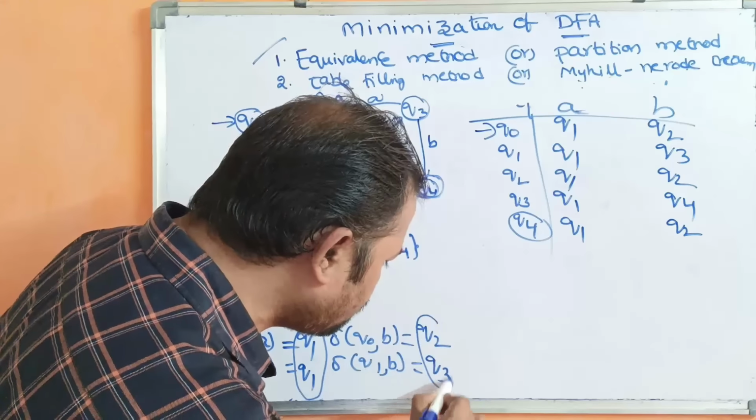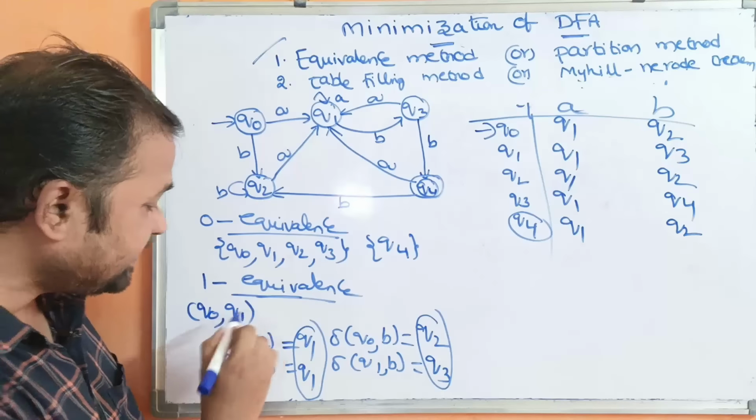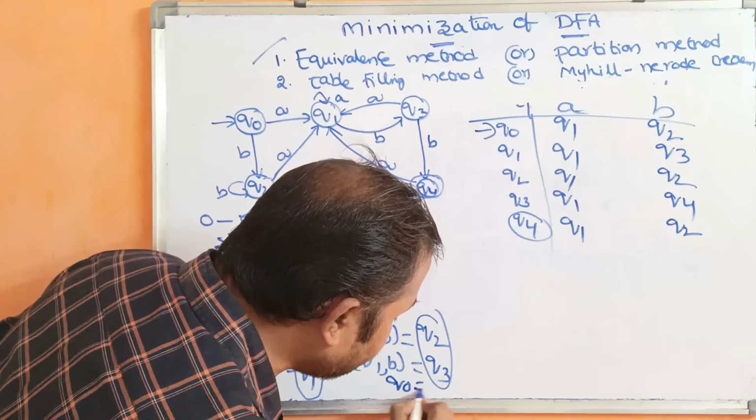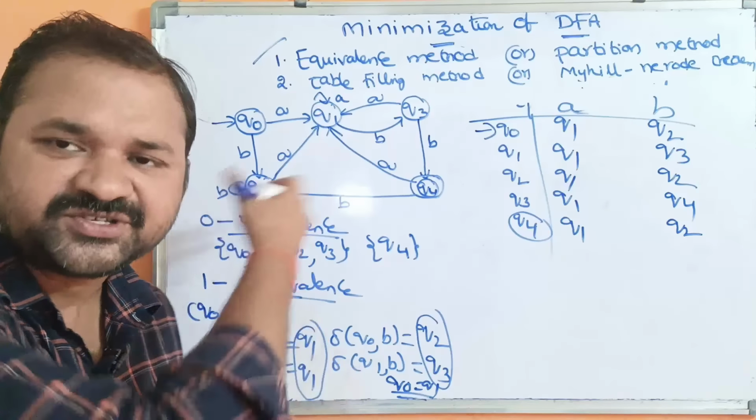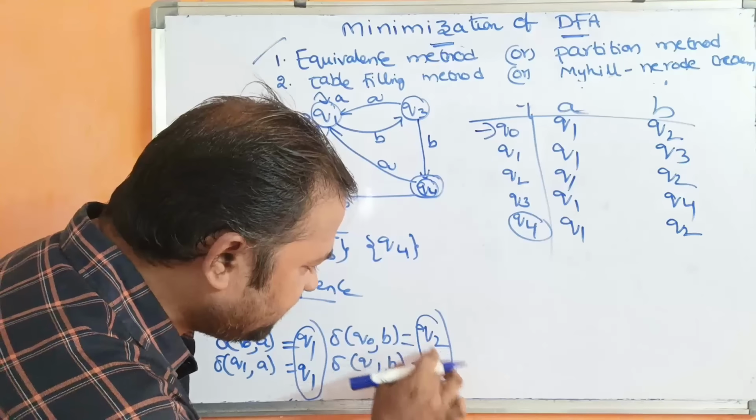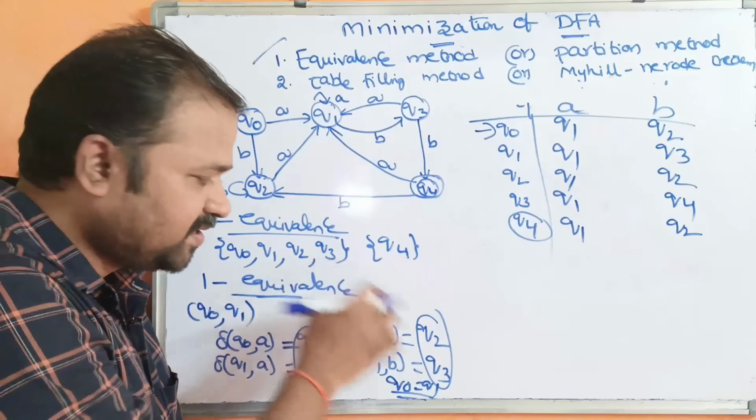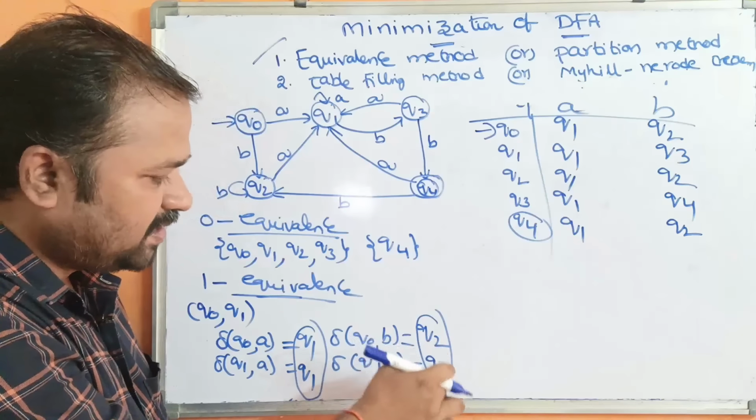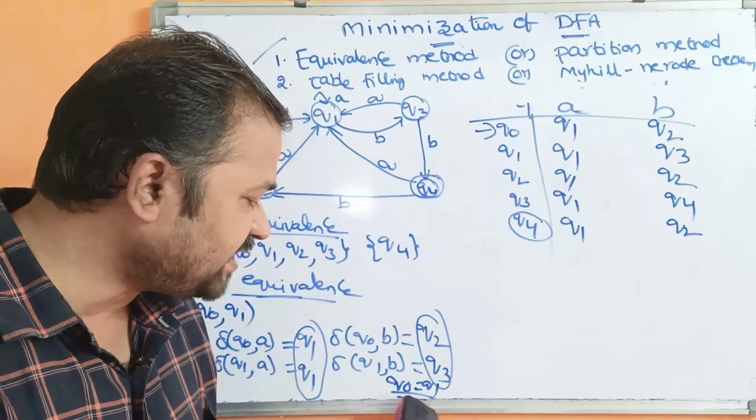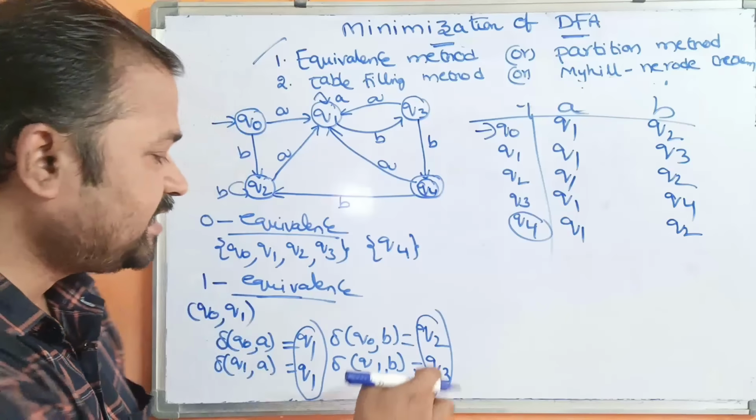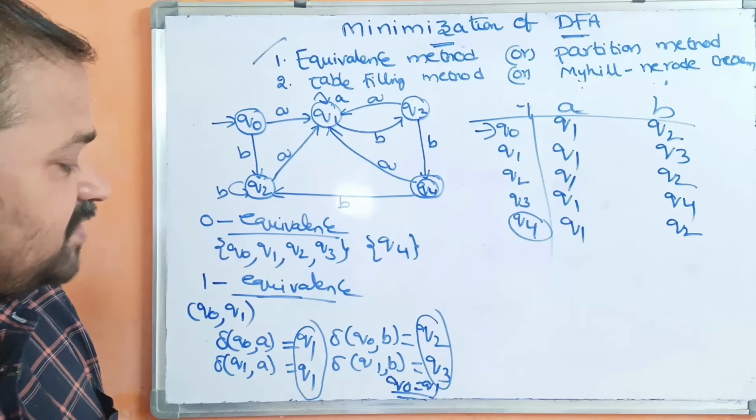Next, here we got Q2, Q3. Q2 and Q3 are present in the same set. So we can say that Q0 is equal to Q1, because Q1 and Q1 are in the same set. Suppose we got Q4 here: Q2 is present in one set and Q4 is present in another set, then we can say that Q0 is not equal to Q1. But here we got Q2 and Q3, present in the same set, so Q0 is equal to Q1.